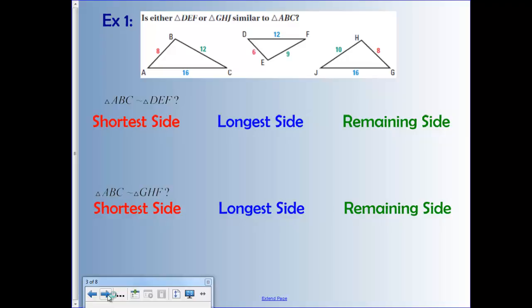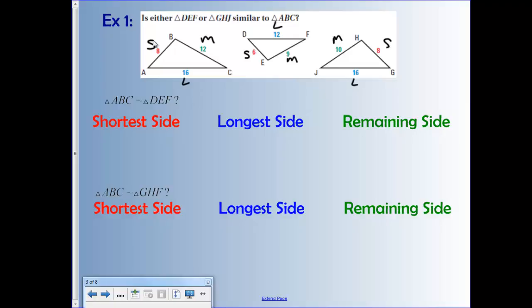What we need to do is check the corresponding sides. In order to do that, I need to label them. We have the shortest side is 8, the medium side is 12, and 16 is the longest side, right? Small, medium, and large. And then we have the shortest side here, the medium length here, and the longest side there. Same with the third one. My small, my medium, and my large, the longest one. If I can get that set up first, it makes things go a lot quicker.